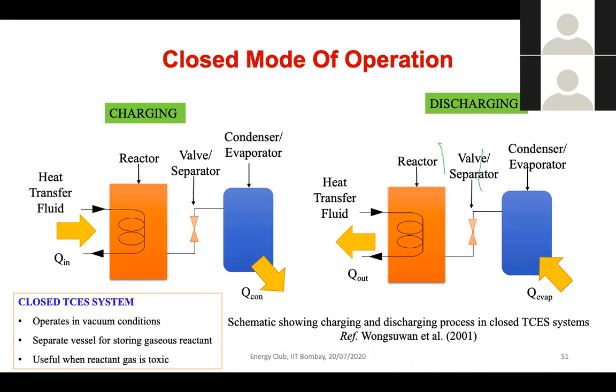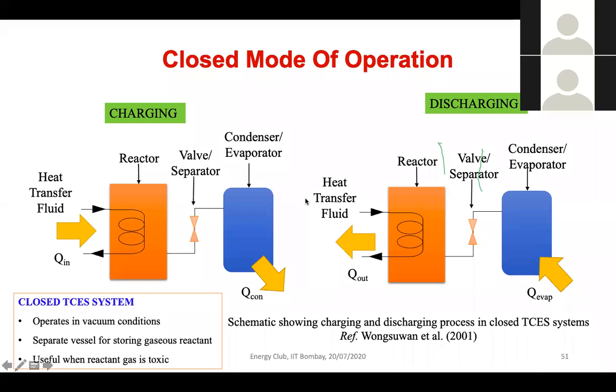Now different modes are available: one is closed mode, another is open mode. The first one, closed mode: as it is thermochemical storage, you need one reactor. In that reactor you put the material like SrBr2, whatever you want, and you supply heat transfer fluid through it and try to remove the water molecules from this salt. Now when the 6H2O or 5H2O is released from this hydrated salt, it has to be kept somewhere.